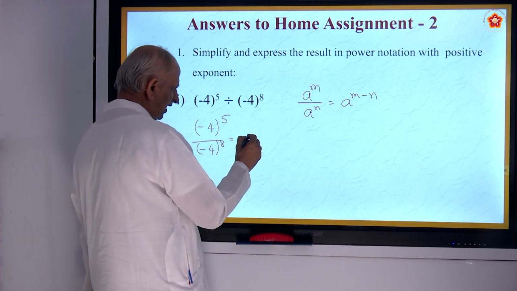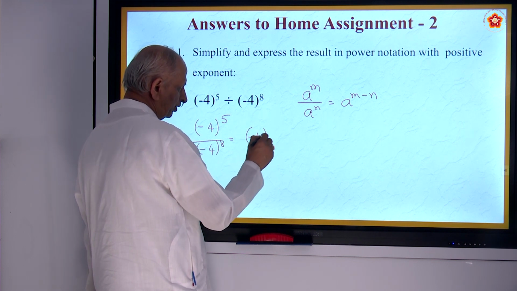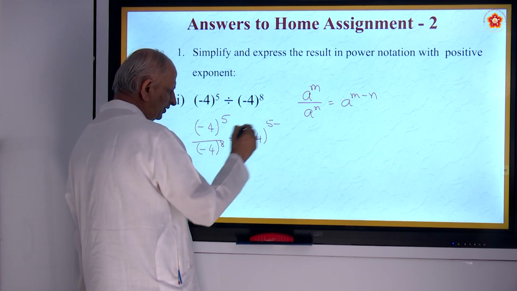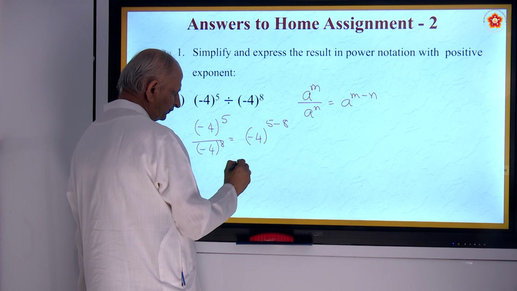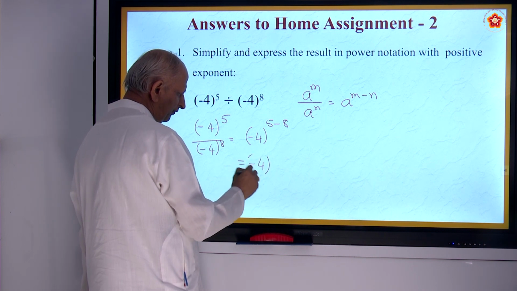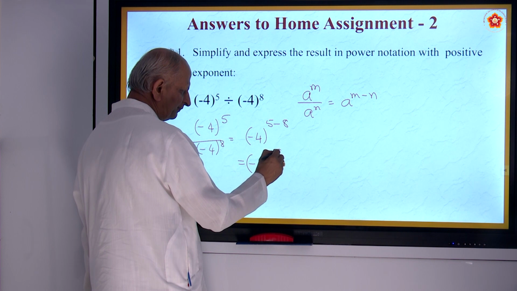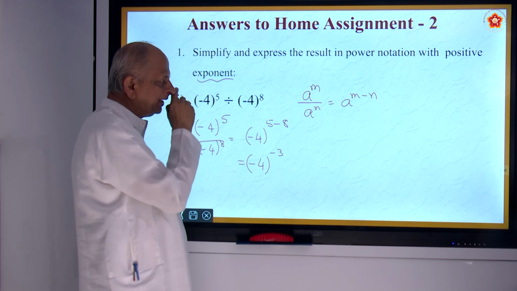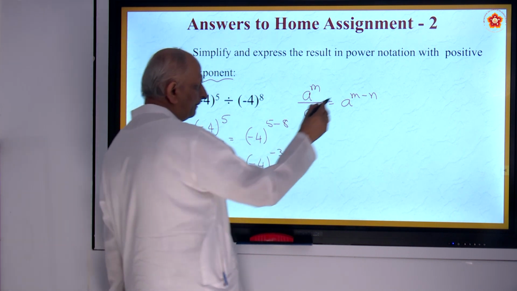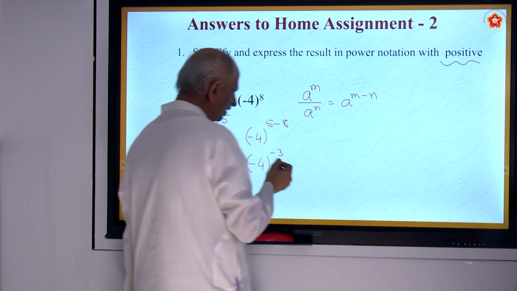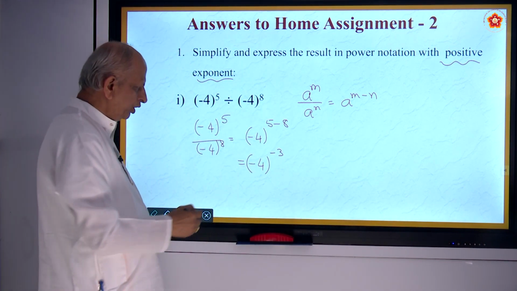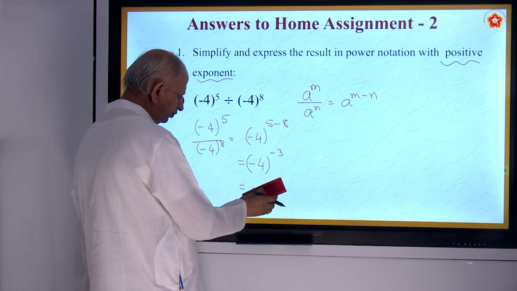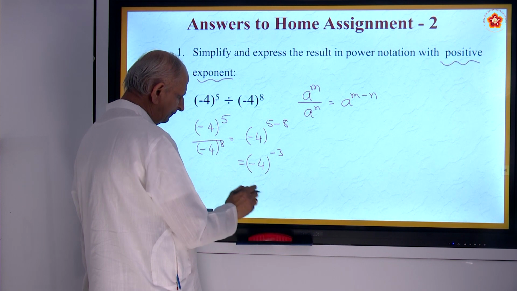What is a? Minus 4 to the power of m minus n. What is m? 5. What is n? 8. So you will have minus 4 to the power of 5 minus 8, how much? Minus 3. They have told you to write in positive exponents. Exponent must be positive. Now what you got is minus. What will you do now? So to make it positive, you must find the multiplicative inverse.